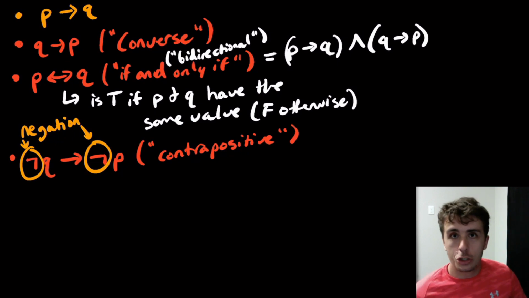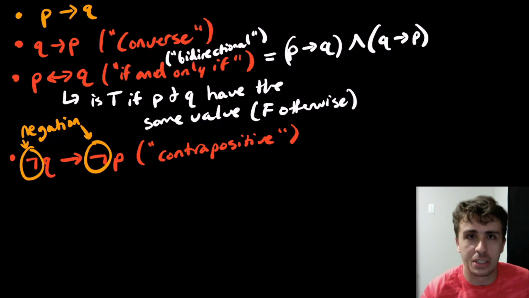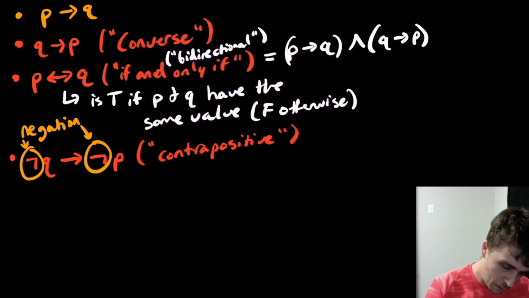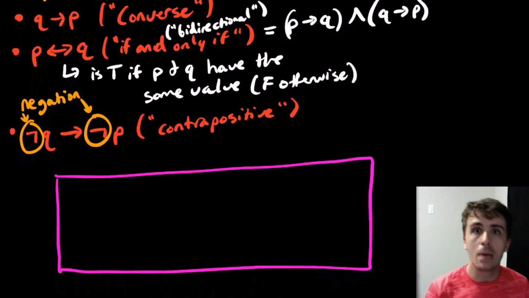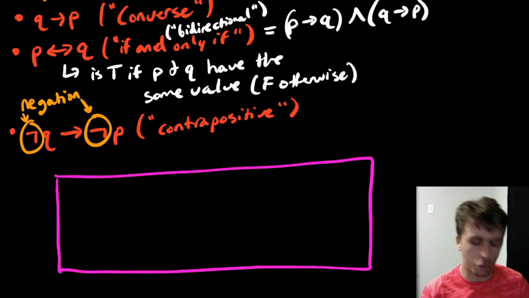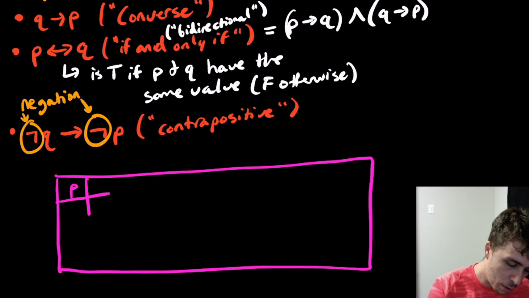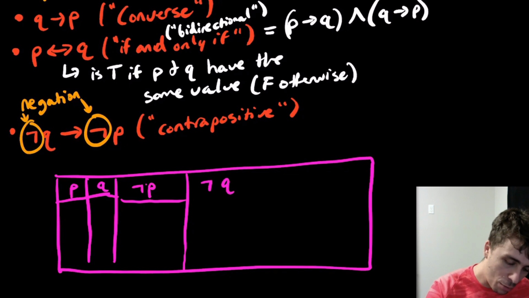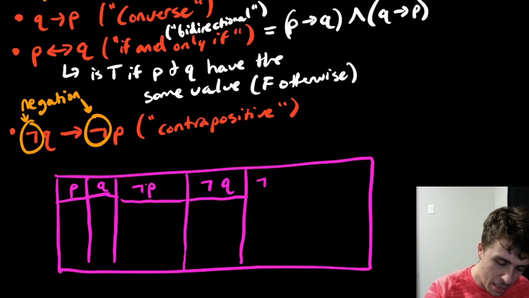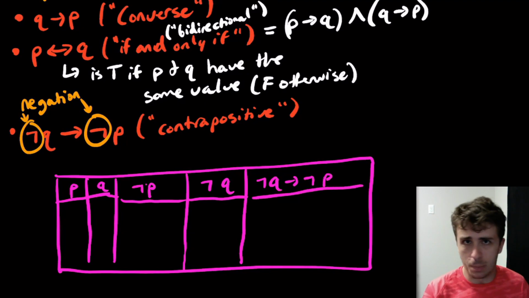So I want to actually do the truth table of this because it tells us something really important. So let's do this. I'm going to make the table even bigger because I'm going to put more columns in it, and you'll see why. We're going to have our usual P and Q columns, just like before. Then I'm going to have not P right here, and then not Q right here. And then I'm going to have not Q implies not P, which is what the contrapositive is.